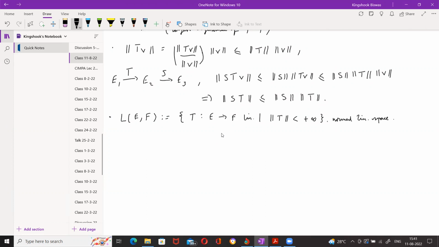So in finite dimensions, we know that any linear map will be continuous. So in finite dimensions, there's no distinction. Just to see that, let me recall that any two norms on a finite dimensional space are equivalent.